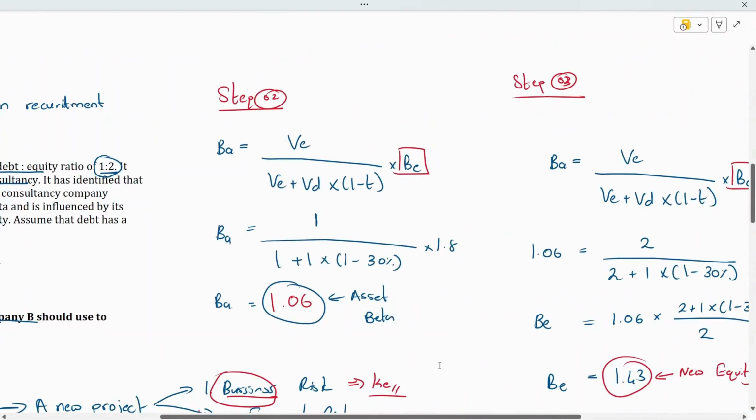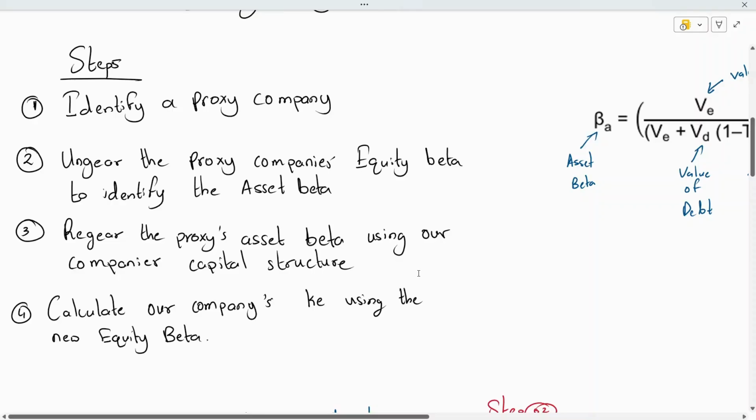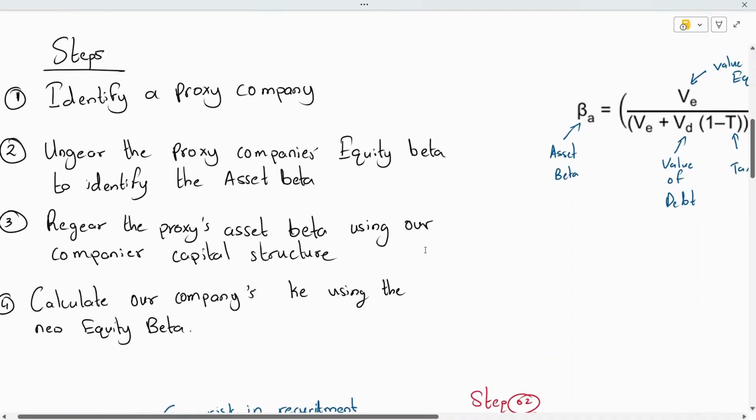All right, so again, pretty simple, just a few steps. I've written down the steps over here where you can look at them. Step one, identify the proxy company. Step two, ungear the proxy company's equity beta in order to get the asset beta, in other words, to identify the business risk. Step three, regear the proxy's asset beta, or regear that business risk, using our company's capital structure in order to identify our new equity beta. And the final step, using this new equity beta, we calculate the company's cost of equity. Pretty straightforward, guys. It's not that complex. If you are finding it difficult, if you follow the steps, you can get it done.